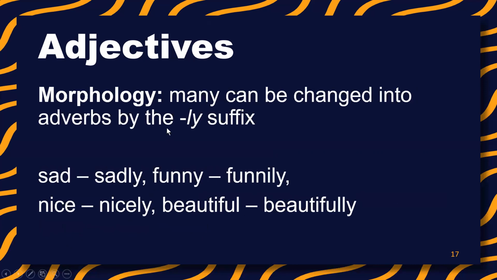So in terms of morphology, many adjectives can be changed into adverbs by simply adding the suffix -ly. We have here these words on the left: sad, nice, funny, and beautiful. These are examples of adjectives. But when we add the derivational suffix, or morpheme rather, -ly, this is transformed into an adverb: sad, sadly, nice, nicely, funny, funnily, beautiful, beautifully. So the words on the right with -ly are adverbs.